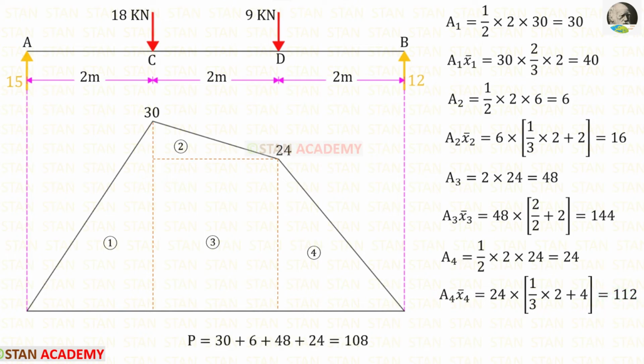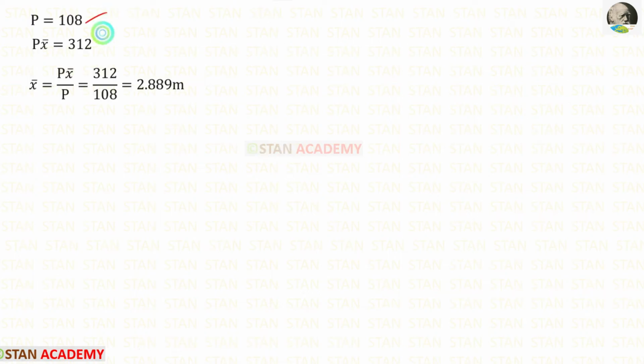We know that in the column analogy method, we have to find the resultant P. Resultant P is the total area, so we have to add all of the areas. After adding, we are getting 108. Now let us find Px bar. For that, we have to add all of the moment areas. After adding, we are getting 312. We have found P and Px bar. To find x bar, we have to divide Px bar by P. When we do that, we will get 2.889 meter.